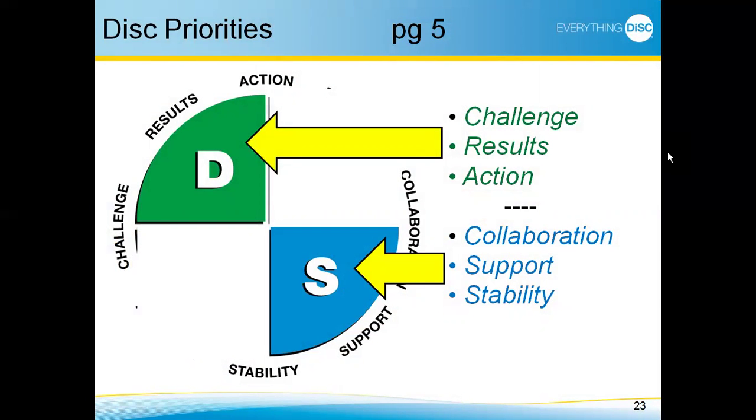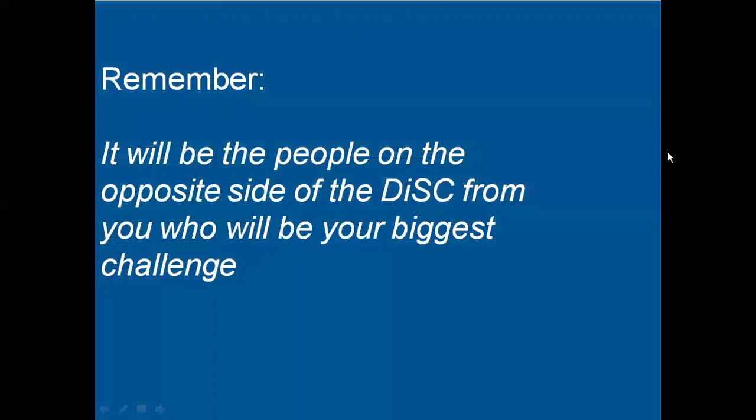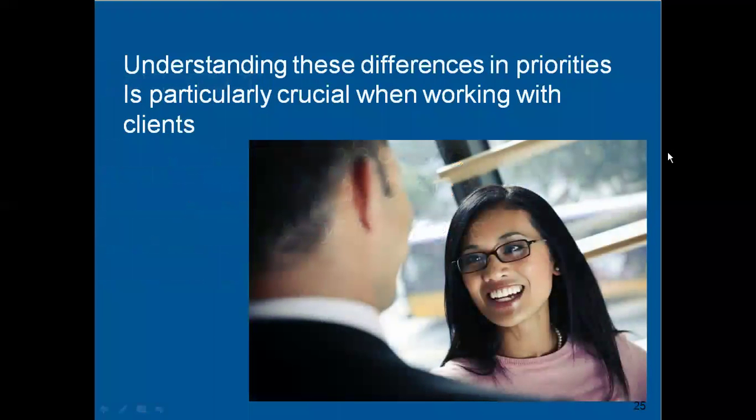If you're working with an S, you need to understand that the very priorities that motivate you are actions that will literally shut them down. You take risk, they value safety. You lead the pack, they collaborate. Your priority is results, theirs is keeping things safe and not rocking the boat. Remember, it will be the people on the opposite side of the DiSC from you that will be your biggest challenge. Understanding these differences in priorities is particularly crucial when working with clients.